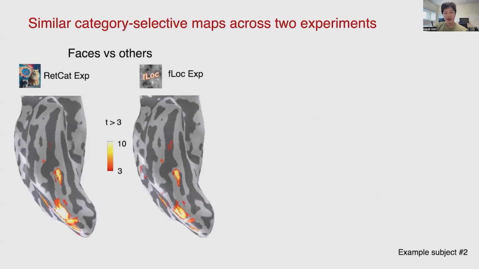Now, let's look at the category-selective maps across the 2 experiments. When we contrast images of faces with other stimuli and threshold it by the t-value of 3, we get activation along the fusiform, as expected. And the activity pattern is very similar across the 2 experiments, as you can see here.